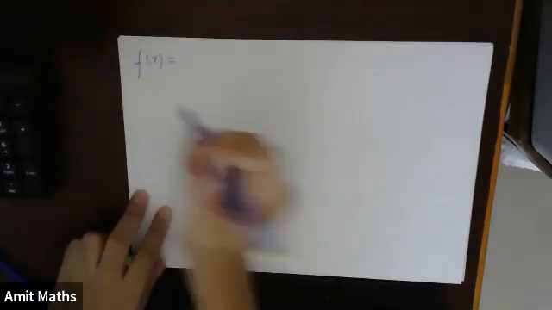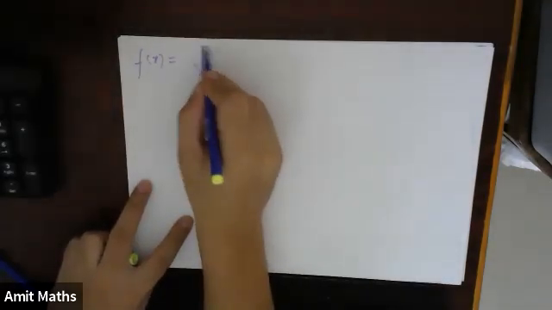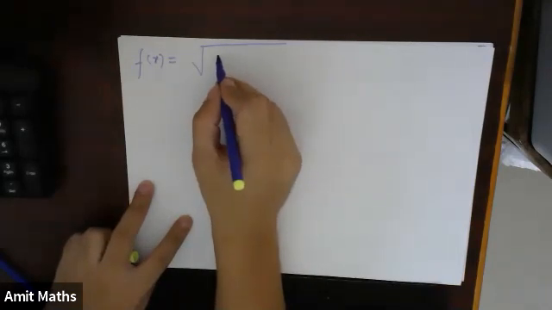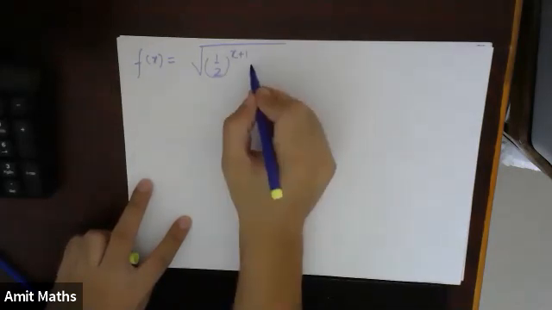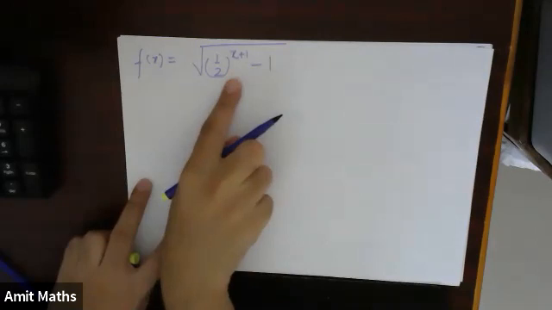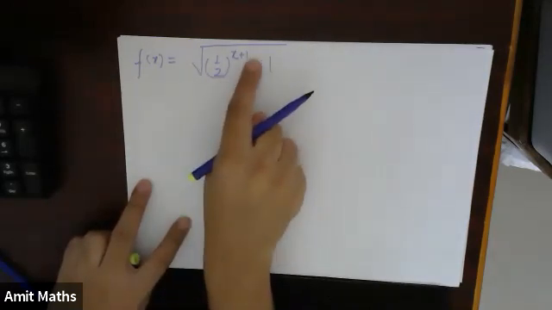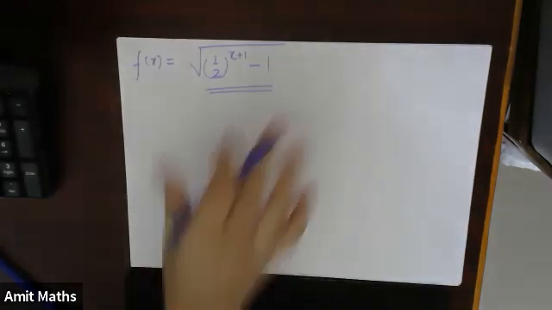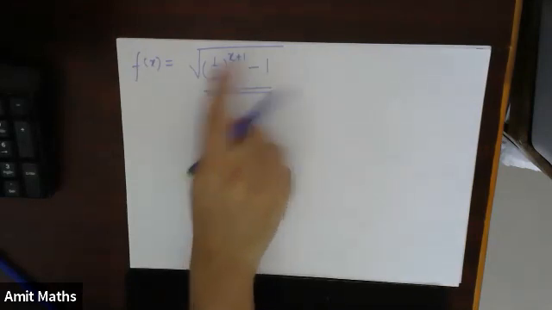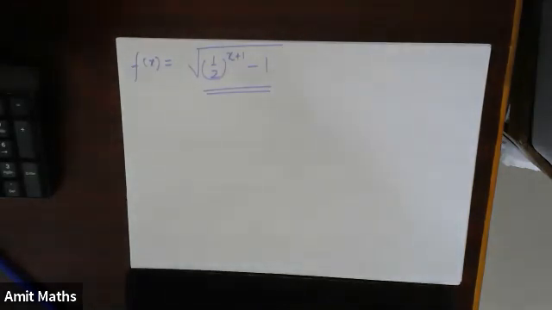Let's do one more question on this. Suppose the function is given as f of x is equal to under the root of 1 by 2 to the power x plus 1, minus 1. You have to find the domain of this function. There is nothing divided, just this part is under the root. Tell me what is the domain of this function. Just try it and then I'll solve.